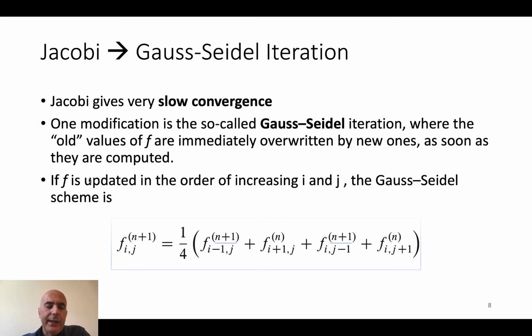In the case that f is updated in order of increasing i and j, the Gauss-Seidel scheme is very similar to the Jacobi. The only difference is that we are going to use the new values at iteration n plus 1 for calculating the iteration.